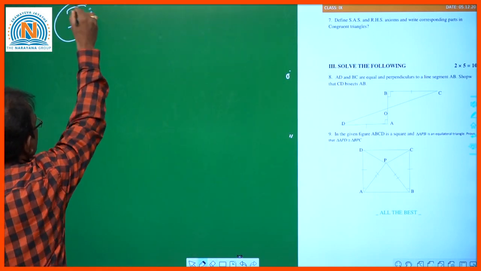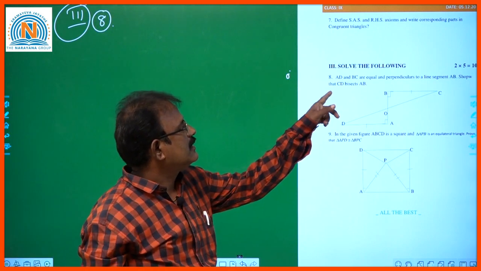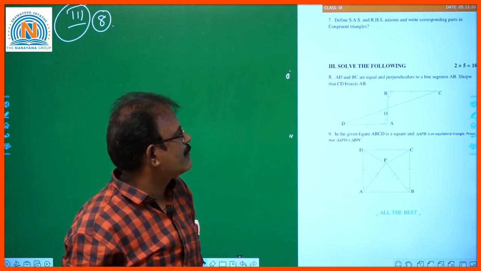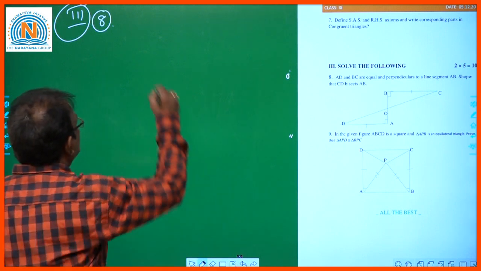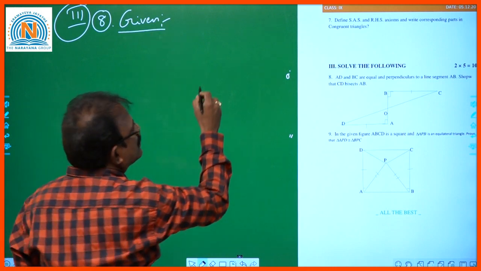Third Roman, children. Question number 8. Here AD and BC are equal and perpendicular to the line segment AB. Show that CD bisects AB. What is given?